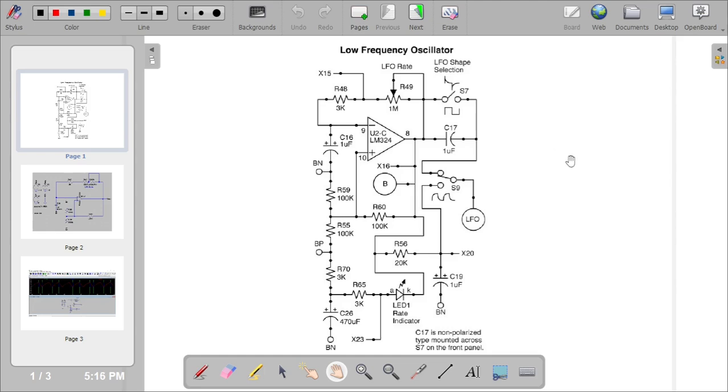Okay, two things here. It would be better if the BP was not below the BN. Usually you put the positive voltage source at the top and the ground node at the bottom. That's just a detail. And this thing, this low frequency oscillator, is actually a relaxation oscillator. So it's an oscillator on a cruise.